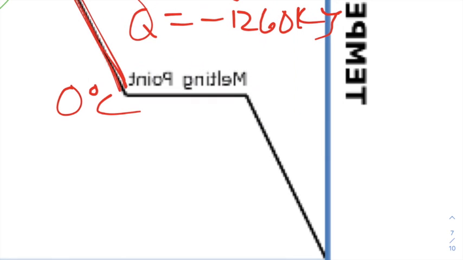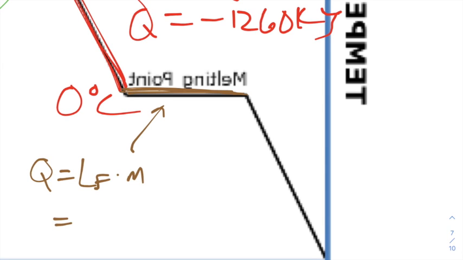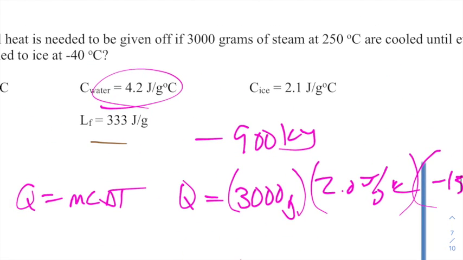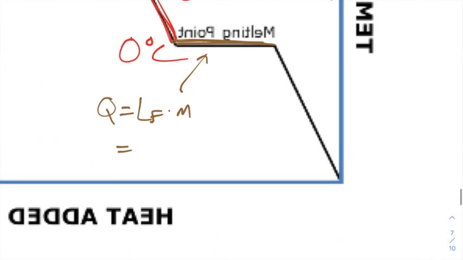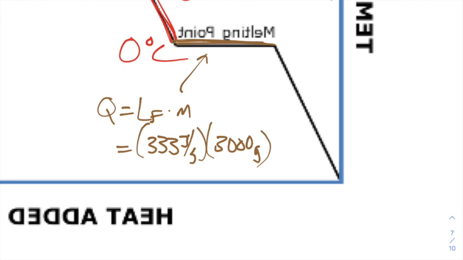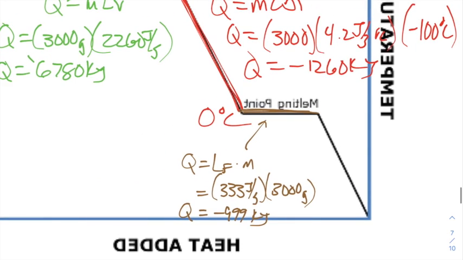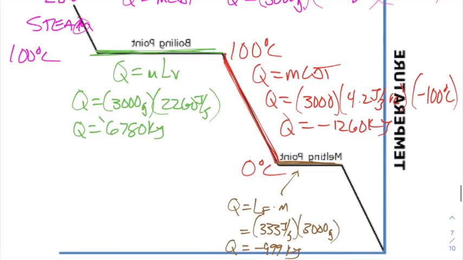Two more steps. Our step here is the freezing process. So that is going to be Q is equal to L of F times M. The L of F is up here, and that's 333 joules per gram. And again, I have 3,000 grams. So 333 at 3,000 gets me negative 999 kilojoules. It has to lose that to do that.